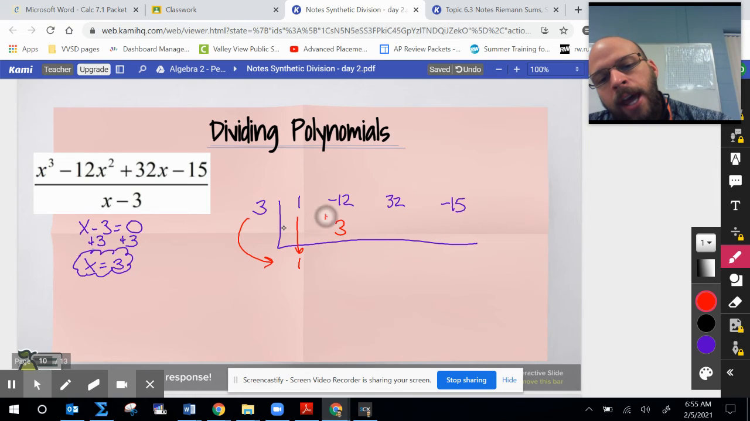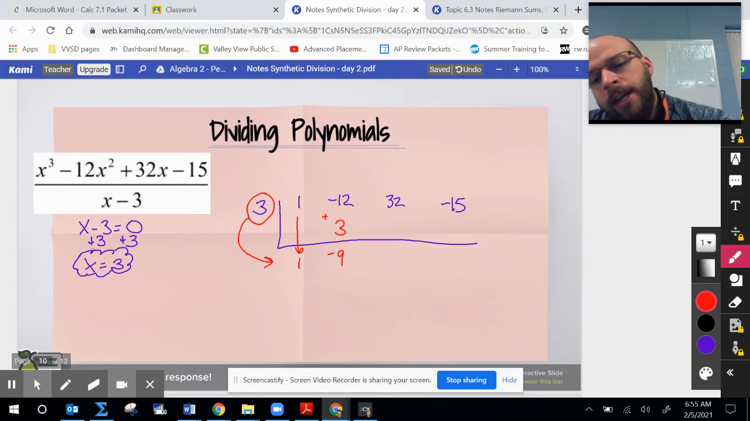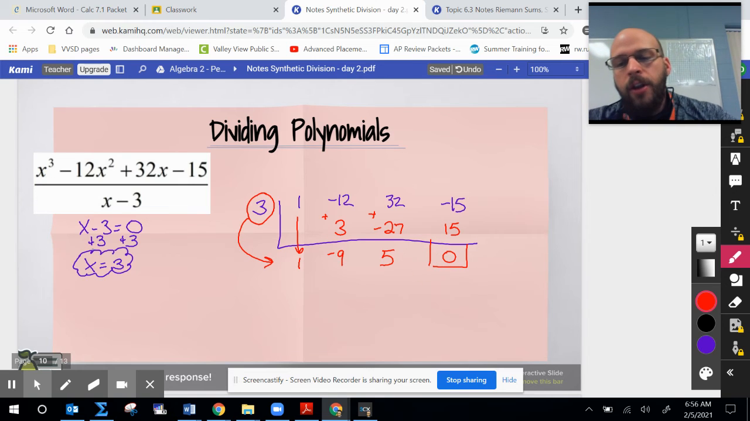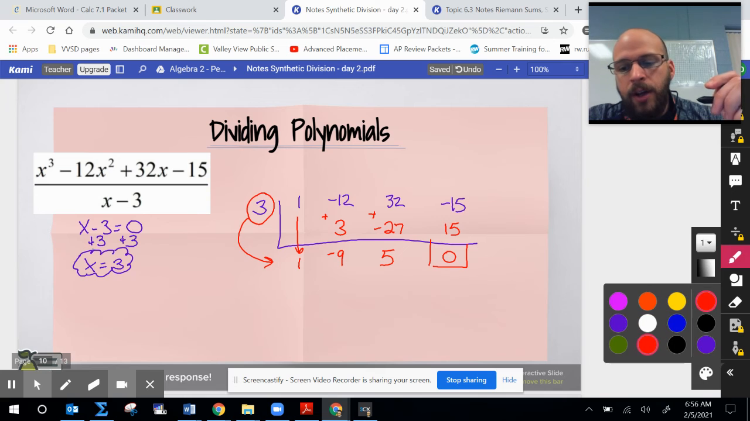Okay, now when I do this, I'm going to drop the 1 down, take this 3 and multiply it. Gives me 3. When I add, I get a negative 9. So now I want to take this 3 on the outside and multiply it into the negative 9. That gives me a negative 27. Add, that will give me 5. 3 times 5 is 15. Guess what, guys? I got another remainder of 0. That does mean it's a factor, but let's not get ahead of ourselves.